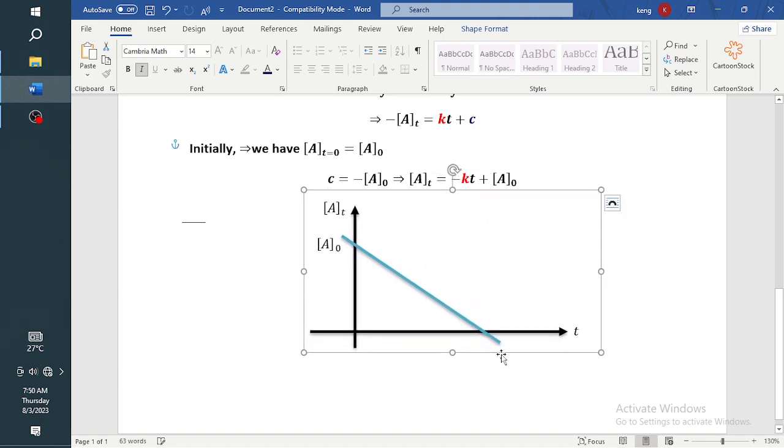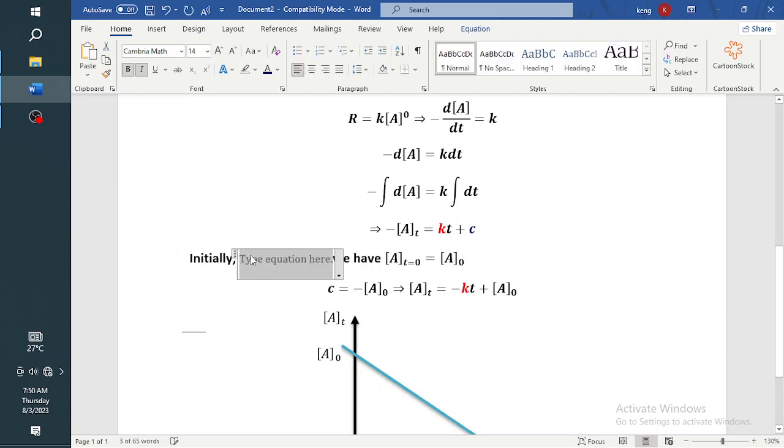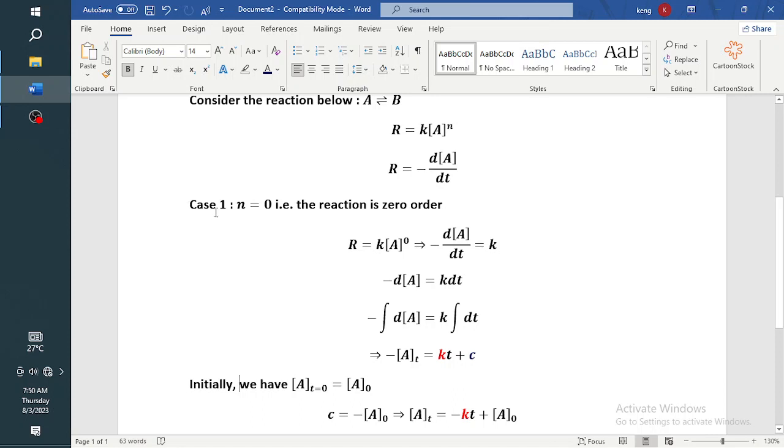All right, now let us go to a scenario. Our case 1 was when the reaction is 0 order. Now let us look at when the reaction is first order. What happens? How do we relate the rate of the chemical reaction with the concentration of the reactant, as well as the concentration with time?